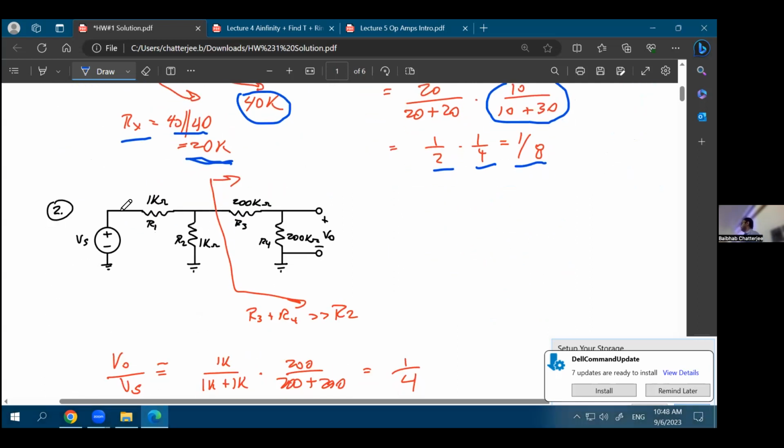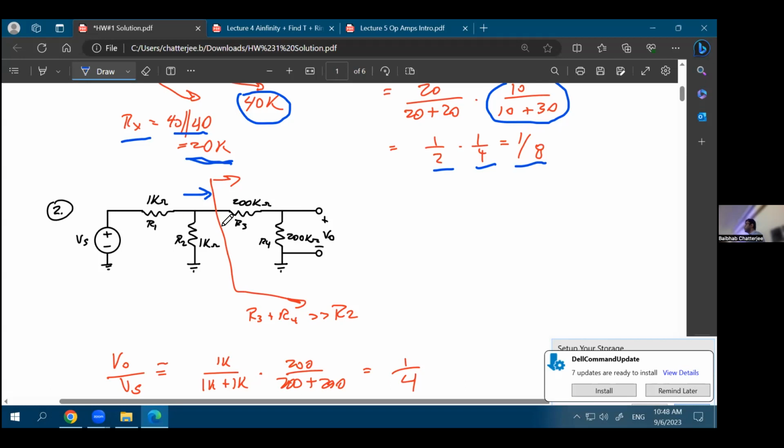Okay. Problem number 2 was very similar. You had a 200 kilo ohm, 200 kilo ohm. These are the two resistances on the right-hand side, R3 and R4. Now, interestingly, as you solve this problem similar to the previous problem, you'll see that R3 and R4 are in series, right? If you're looking from the left-hand side.